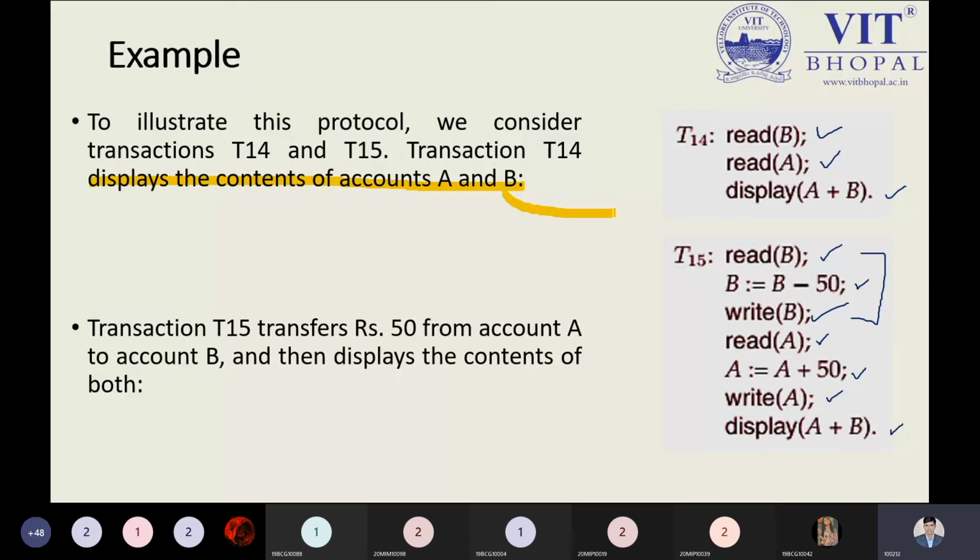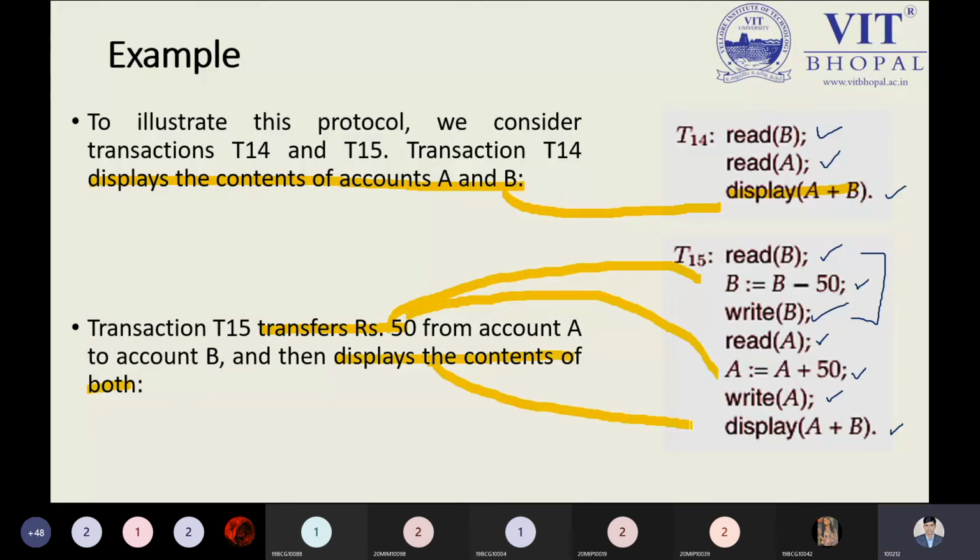It means this transaction. And transaction T15 contains the transfer of rupees 15. So transfer rupees 15. That is the point: we are deducting, and along with it we are adding. And now it also displays the content of both. And this is happening here. These two things are given to us in our question.